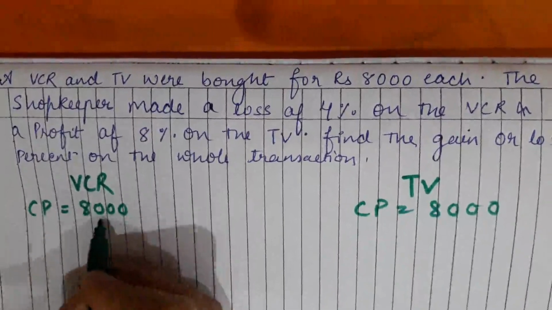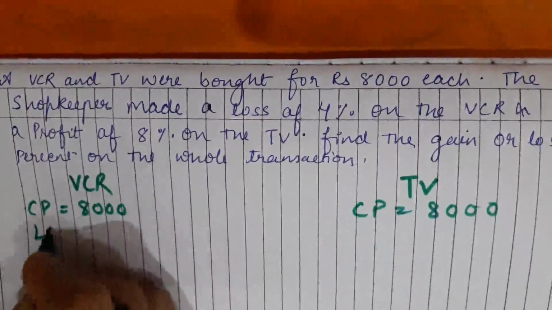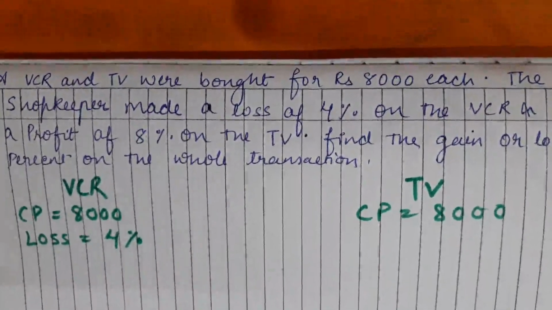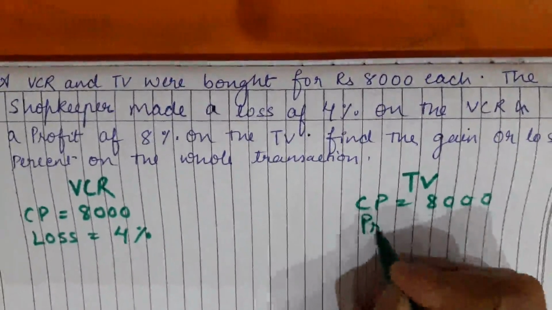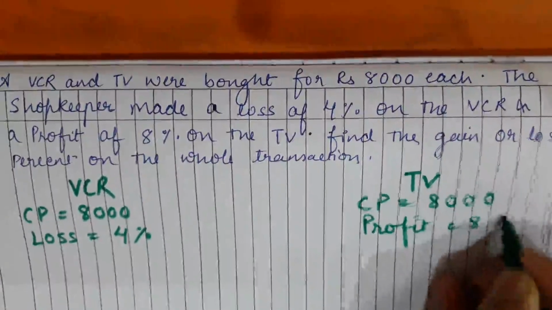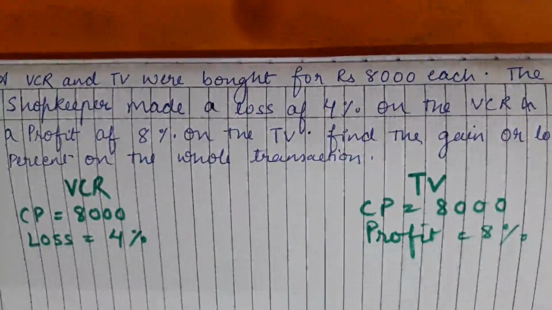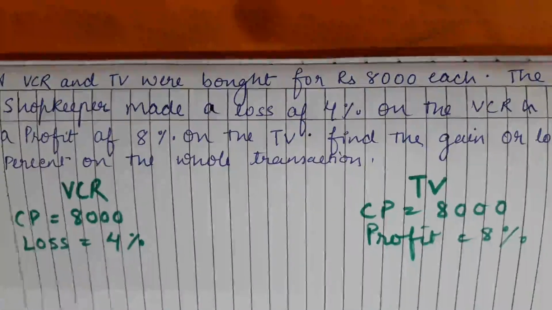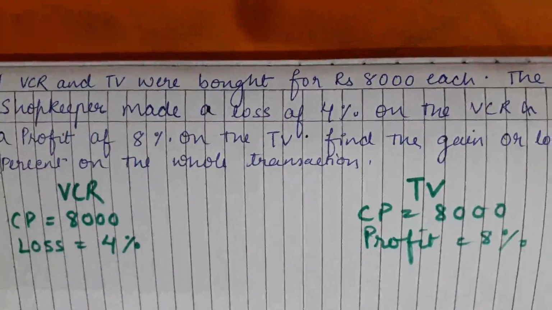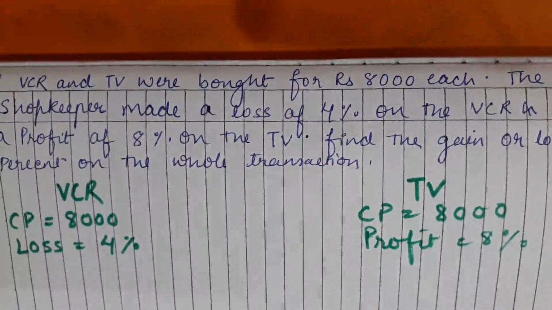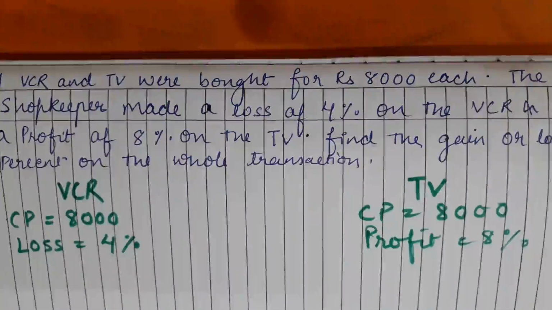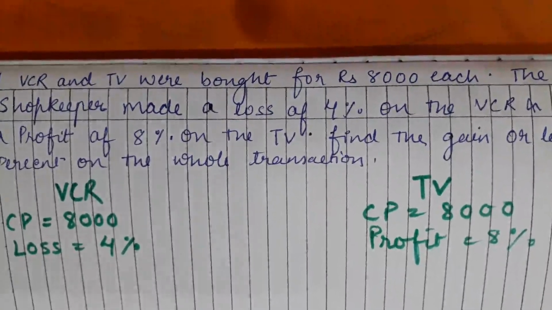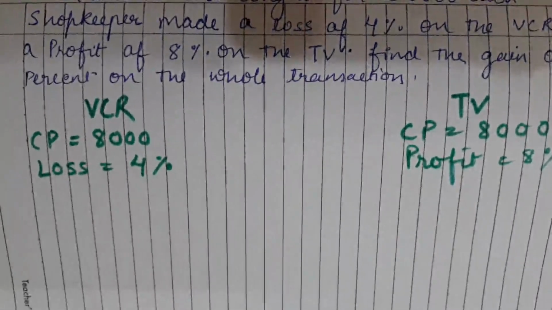So when this particular VCR is sold, the shopkeeper gets a loss of 4%, and when he sells the TV, he will get a profit of 8%. Okay, so we need to find out the gain or loss on the whole transaction. After selling both VCR and TV, does that particular shopkeeper get profit or loss in both the transactions? So first of all, we need to find out the selling price of VCR and TV, then we compare the situation. So let's find out the selling price of VCR.